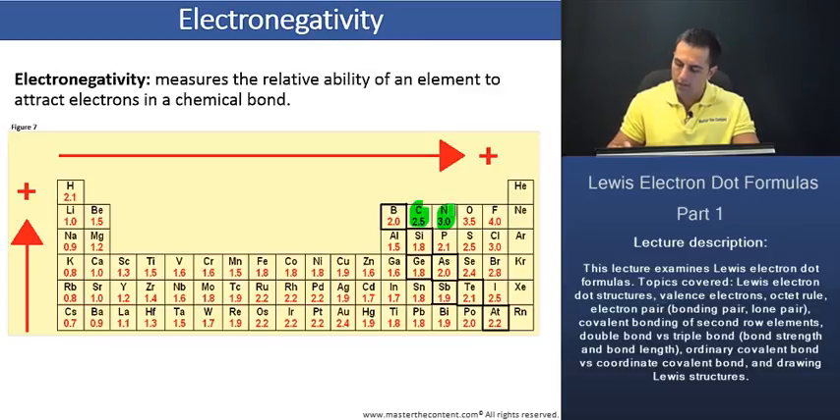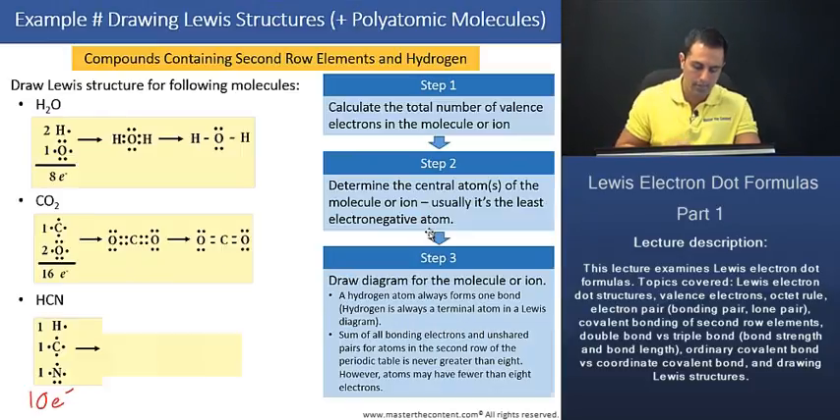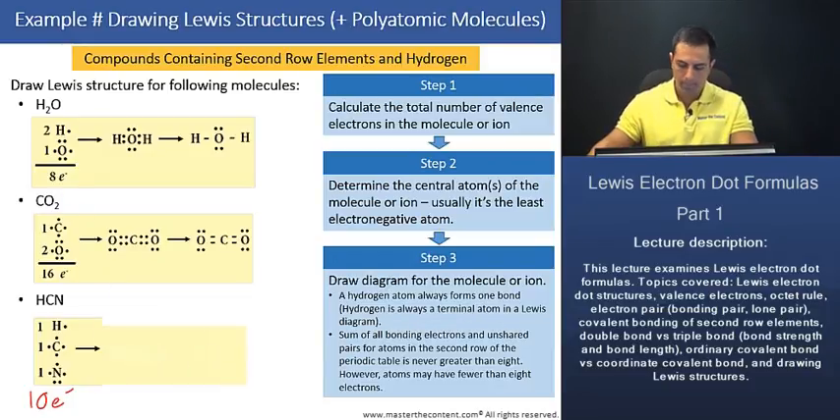With their positions on the periodic table, we see that carbon is to the left, and it's not as electronegative as nitrogen. Thus, carbon is going to be our central atom. So if we come back here, now we see that carbon is our central atom.